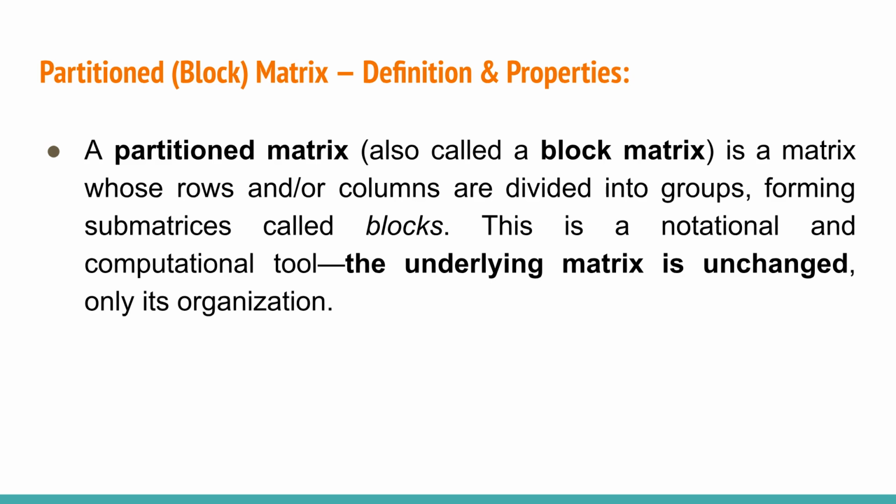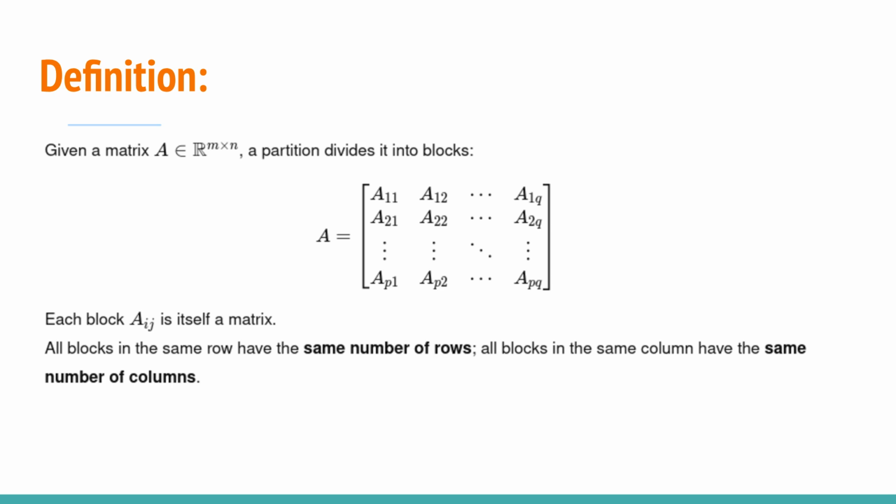A partitioned matrix, or block matrix, is a matrix divided into submatrices called blocks. This is a notational and computational tool that changes only the matrix's organization, not the underlying matrix itself. As a definition, for a given matrix A, a partition divides it into blocks A_ij. Crucially, all blocks in the same row must have the same number of rows, and all blocks in the same column must have the same number of columns.